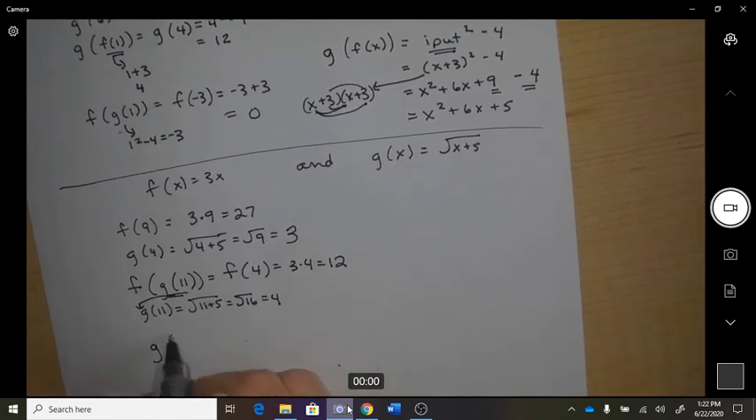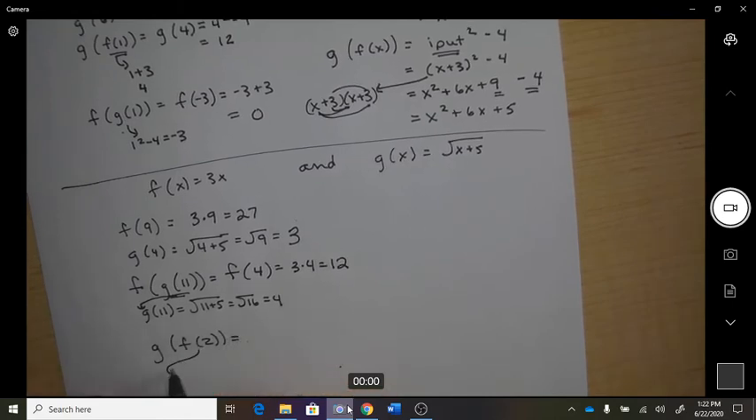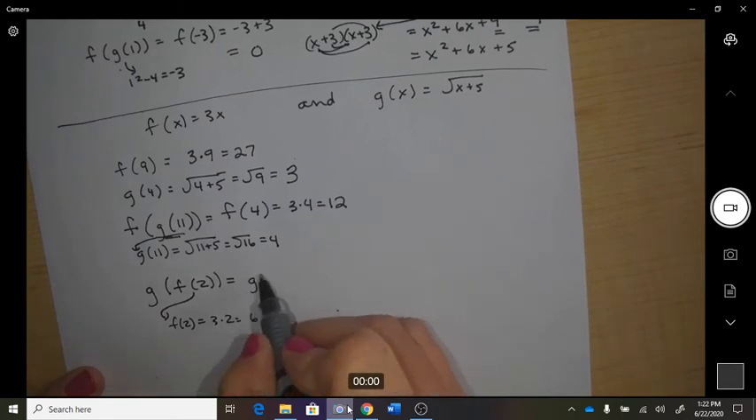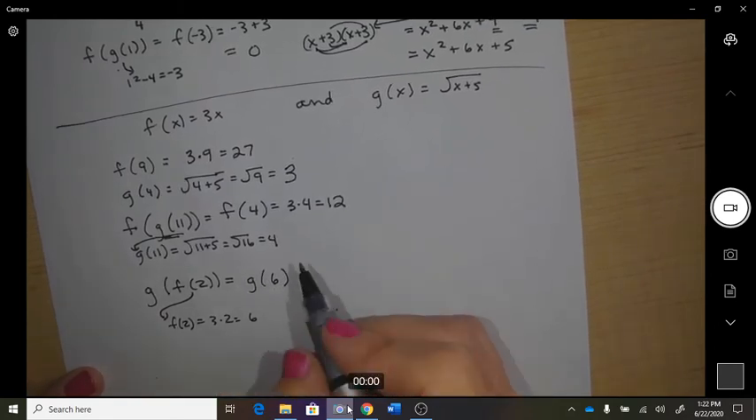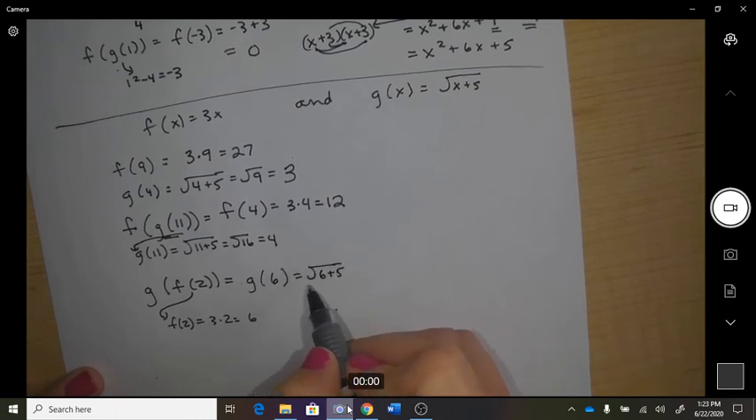What is g of f of 2? So do f of 2 first. So 3 times 2, which is 6. So now what is g of 6? Square root of 6 plus 5, which is the square root of 11.